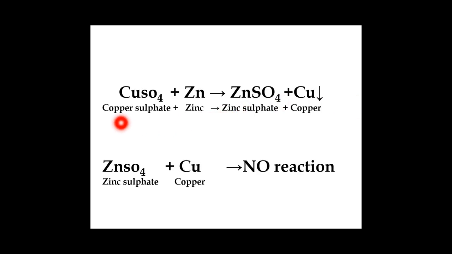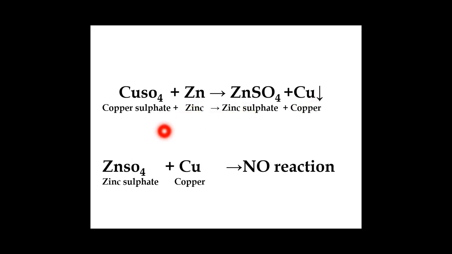This is a reaction between copper sulfate and zinc. This is an example of single displacement reaction. Zinc, an element, displaces another element from the compound. Zinc displaces copper from its compound, occupies copper's place so that it forms the new compound zinc sulfate. Copper is displaced from its compound by zinc. So this is a displacement reaction.